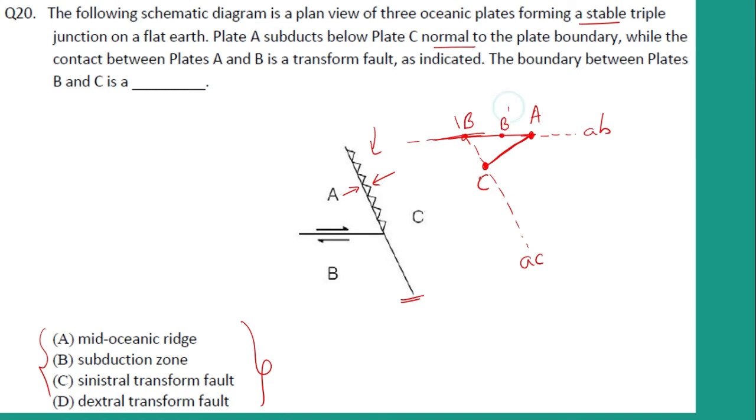Now here you have two possibilities: you can put B here, or you can put B here as well. So we will see both the scenarios and what could be the possible answer. If I discuss this B dash possibility first, this forms a triangle.